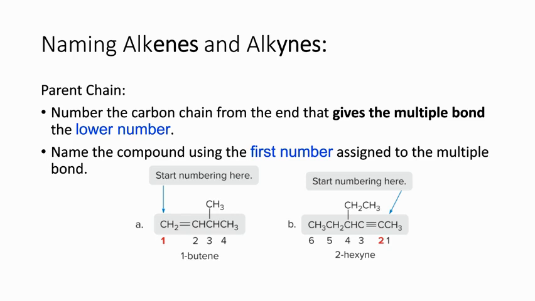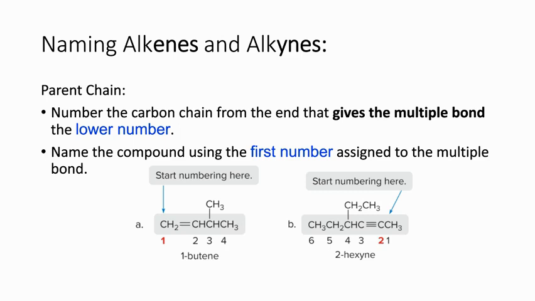Let's see. The numbering is a little bit different. We're going to number so that the double bond or the triple bond is minimized. We want to prioritize the double bond or triple bond. Even if there's a branch, the double bond or triple bond wins. For example, in this one, the triple bond is closer to this end, so we're going to start from this end so that we prioritize the triple bond. We're going to start from this end because we're prioritizing the double bond. So prioritize the double or triple bond.